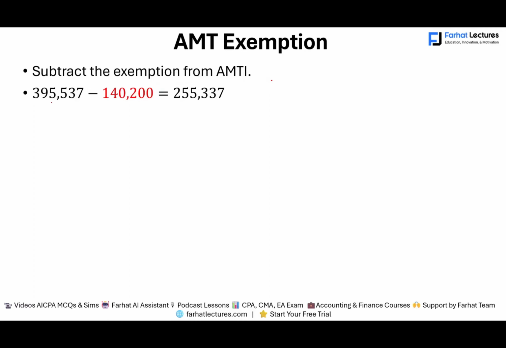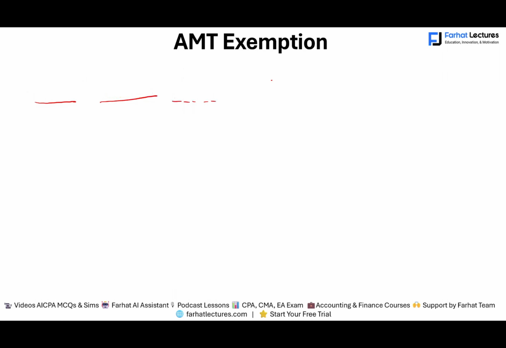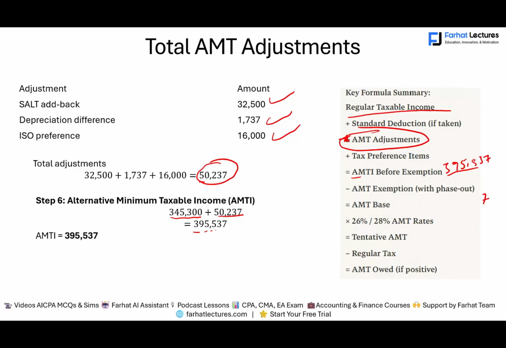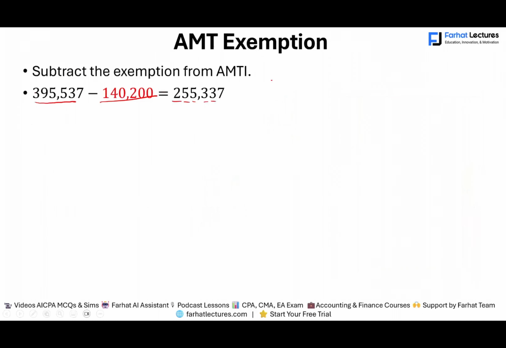Therefore, we'll take the regular taxable income minus the exemption, which will give us 255,337. So this is the AMT base. Now, what do we need to do with this base? Let's go back. So basically what I did is I took the 395 and I subtracted the exemption. There's no phase out because we're way below the phase out. This is supposed to be 2026. Maybe this is not the final number. It doesn't matter, but there's an exemption. You deduct the exemption. Then you get to the AMT base.